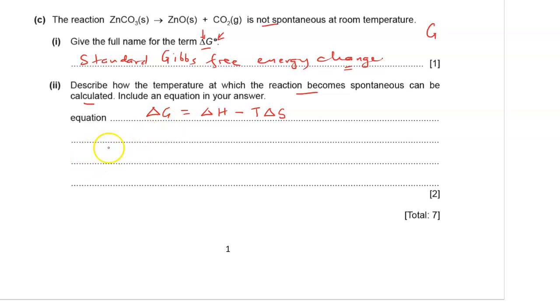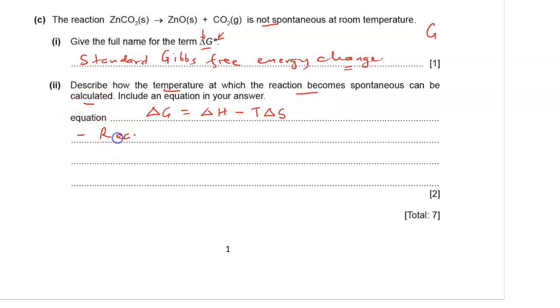All right. So here the reaction will be spontaneous when delta G is going to be 0. So you need to calculate the value of T at G equals 0, and of course you get the value for T, because you're supposed to describe how the temperature at which the reaction becomes spontaneous can be calculated.